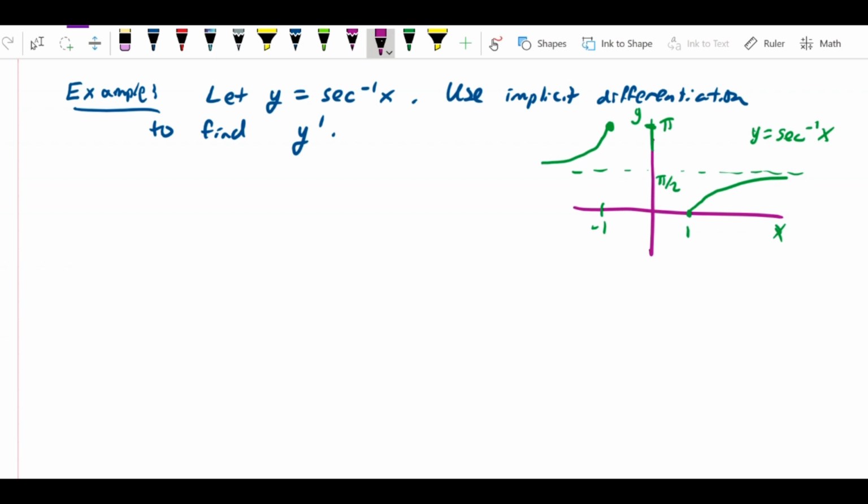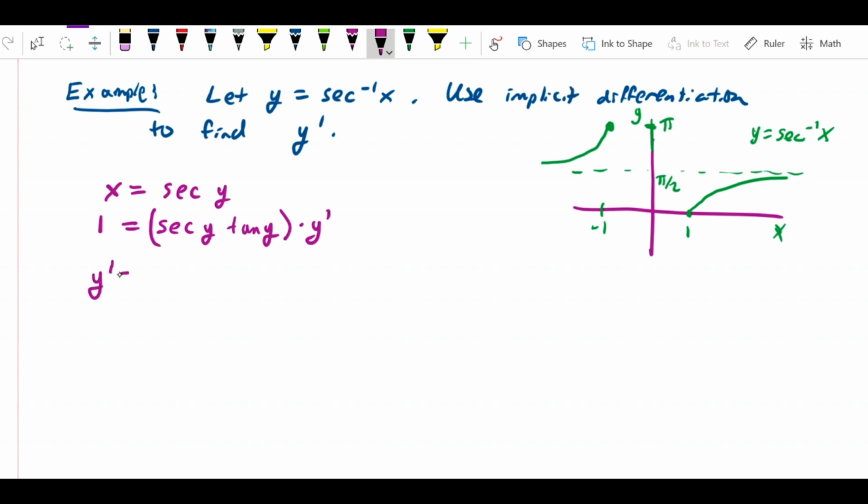So if y equals arcsecant of x, then that means that x is equal to secant of y. Using implicit differentiation, we take the derivative of both sides. The derivative of x is 1. The derivative of secant y is secant y tangent y. You should remember what the derivative of the secant function is. But since this is y, we need to take that and multiply it by y prime. So now we can solve for y prime in terms of what we know.